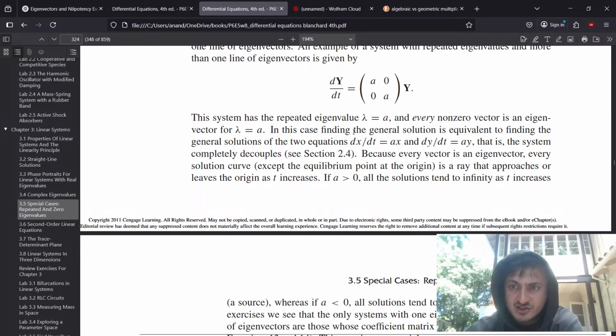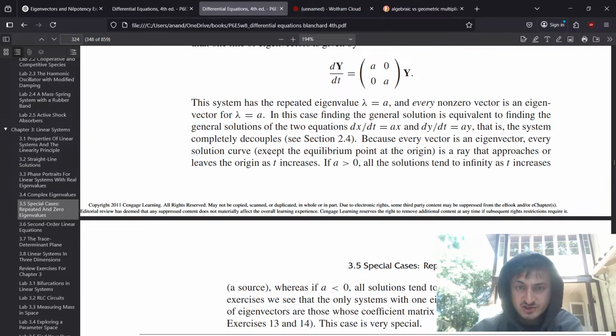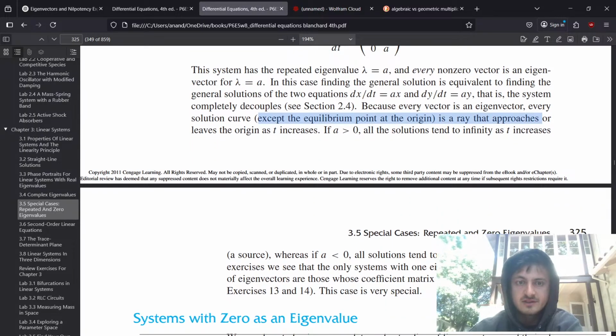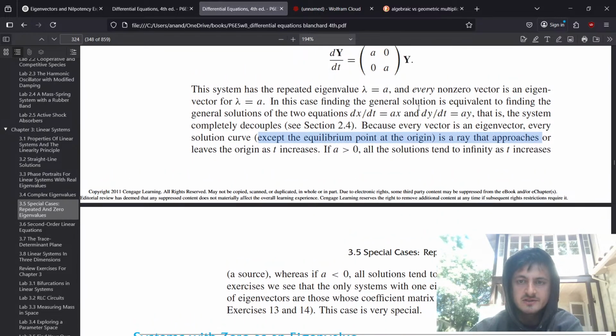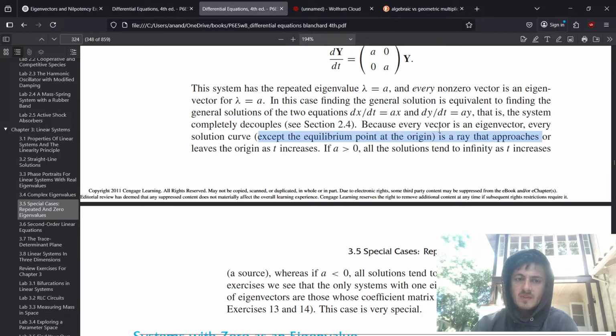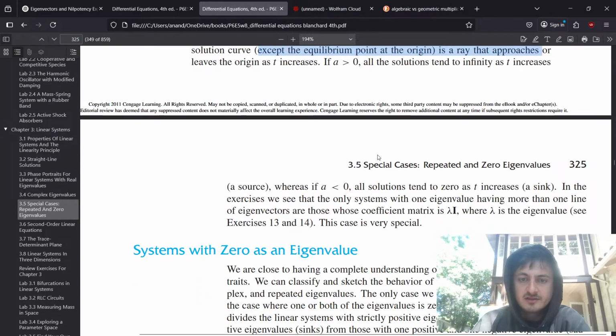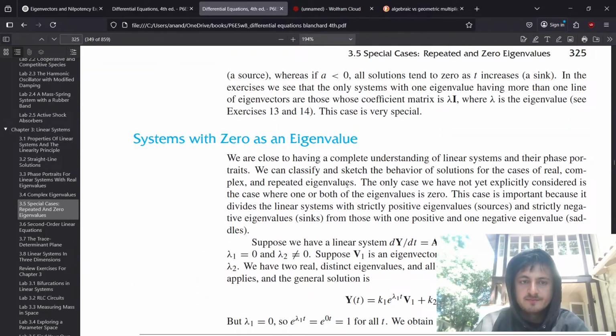In this case, finding the general solution is equivalent to finding the general solution of the two equations. That is, the system completely decouples because every vector is an eigenvector. Every solution curve is a ray that approaches or leaves the origin as t increases. If a is greater than 0, all solutions tend to infinity. Otherwise, okay, so that's pretty simple.